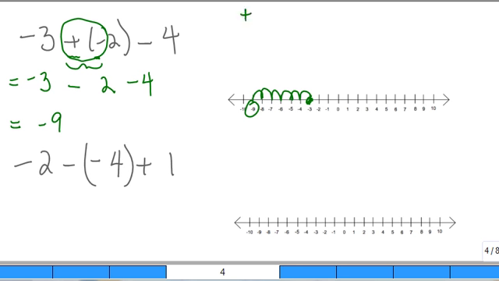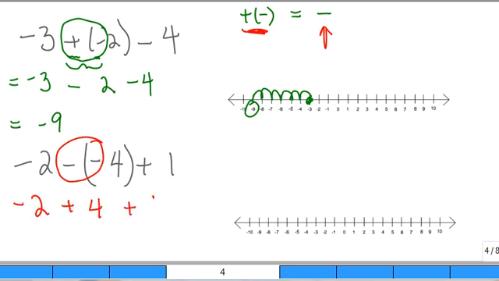So when we have a positive and a negative together like that, right next to each other, it will become a negative. Now notice here, we've got 2 negatives together, that will become a positive. So anytime you have 2 signs that are different, like these were different, it'll be a negative. If you have 2 signs that are the same, it'll be a positive. So -2 plus 4 plus 1. So notice I'm making something more complicated into something simple.